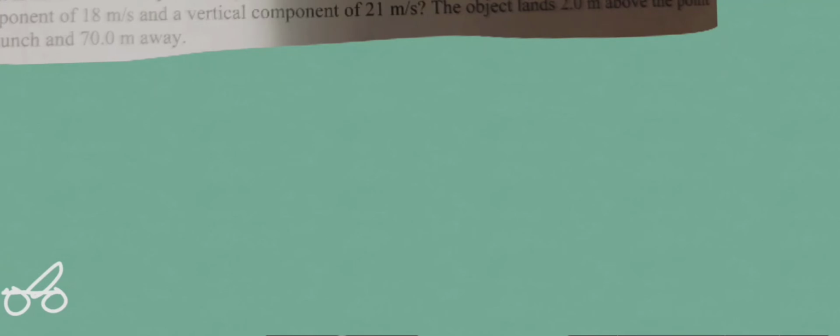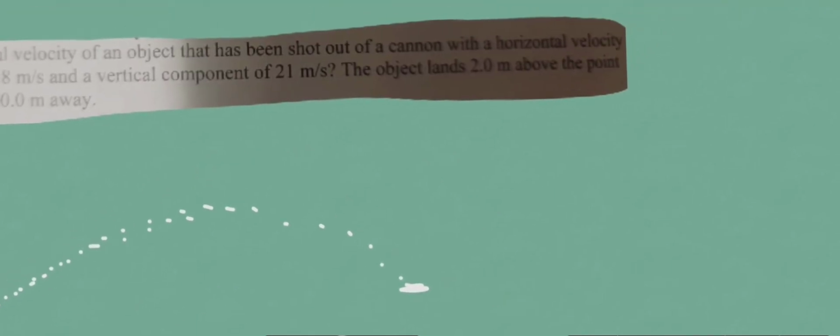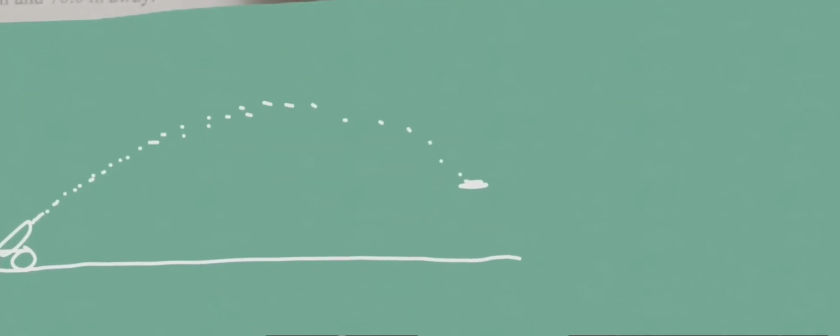And you shot, it says, an object out of a cannon with a horizontal velocity component of 18 meters per second and a vertical component. So the cannon is shot, it follows a parabolic trajectory, and then it lands 2 meters above the point of launch, assuming the launch is at ground level. It lands on a net up here, right? Lands 2 meters above the point of launch.